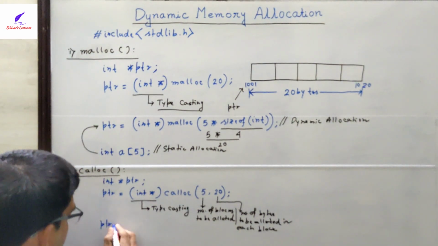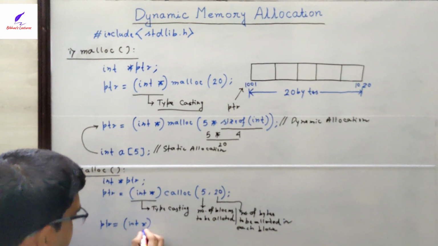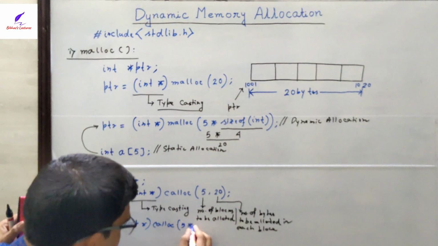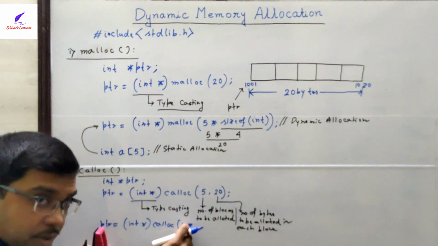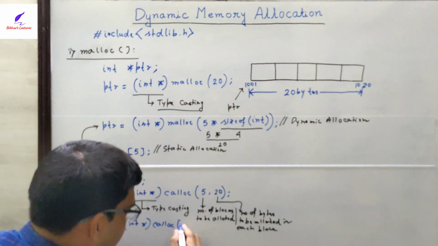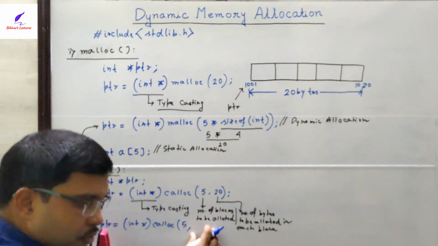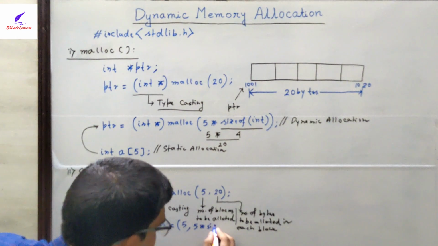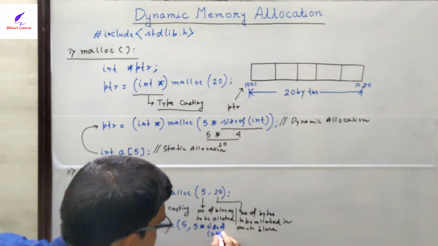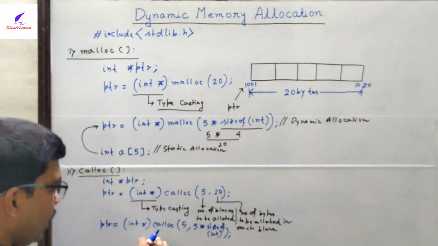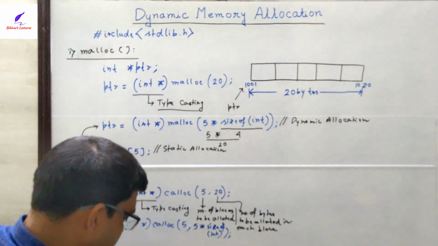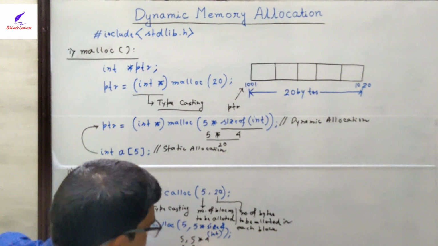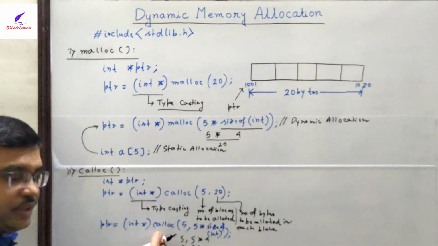For example, ptr is equals to int star, then calloc, then 5 into what? We want to allocate 5 blocks, so that's why 5, comma, then in each block we want to store 5 integers. So 5 times 4 is 20, that's why we will write 5 multiplied by size of integer. So ultimately it will allocate 5 comma 5 multiplied by 4, that means 5 comma 20. It is the same, so you can use any of these syntaxes.